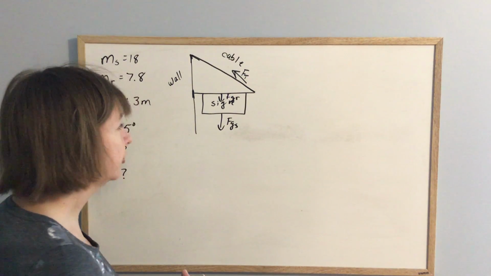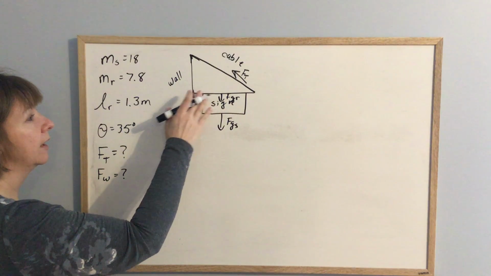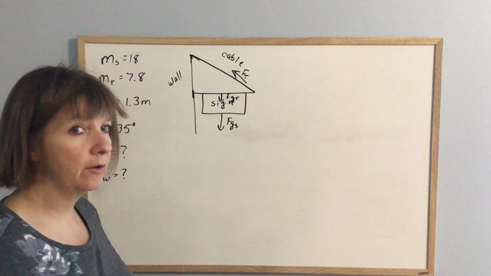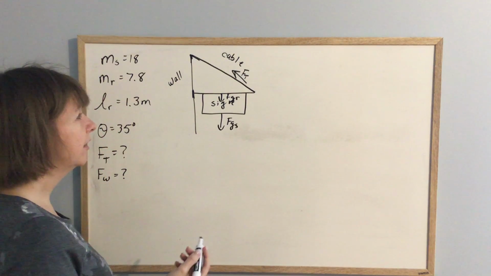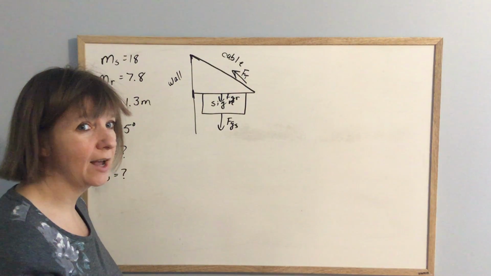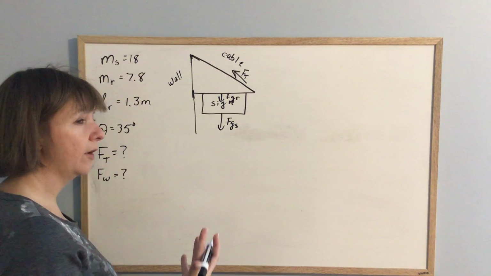Now, the one that is confusing, the one we haven't actually dealt with too much yet, is the force that the wall and the rod have on each other. The wall is exerting a force, but it's not exerting a force straight up, and it's not exerting a force straight out. It's actually exerting a force kind of at an angle.